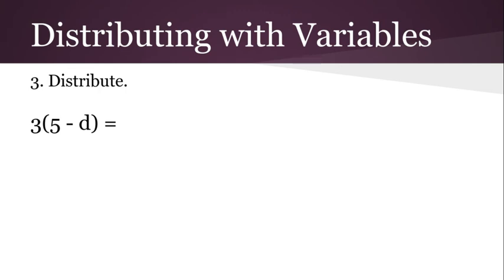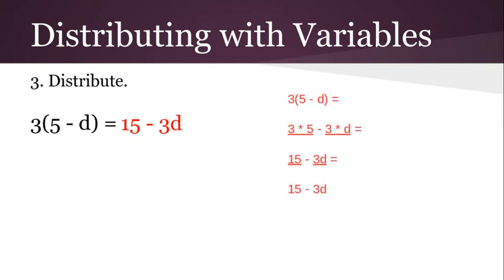Now it's your turn. Practice distributing with the variables to find out your expression. Pause the video, complete the work, and then unpause to check. Did you get 15 minus 3d? Okay, great. Let's check our work. We use our distributive property to multiply 3 times 5 minus 3 times d, which then gave us 15 minus 3d.